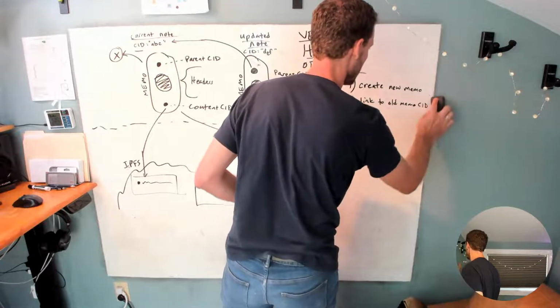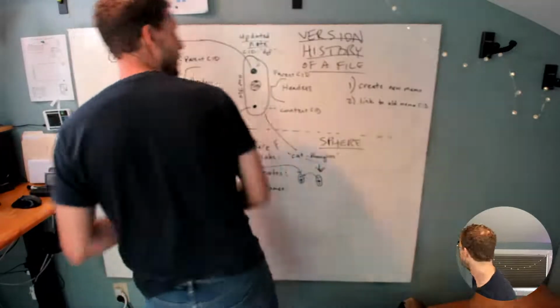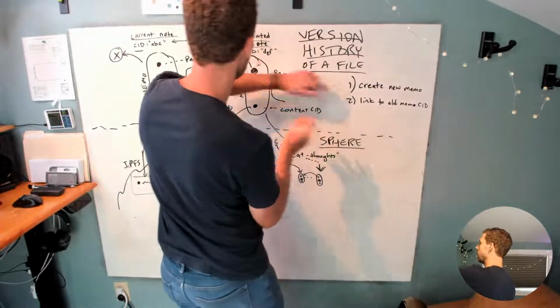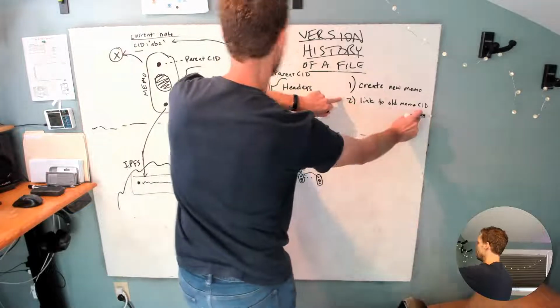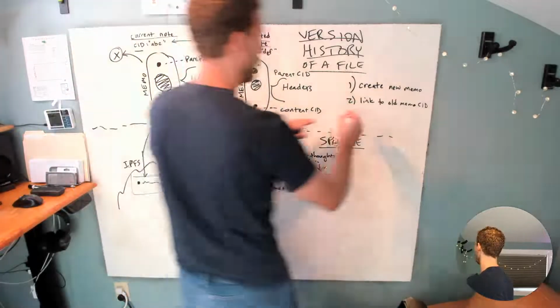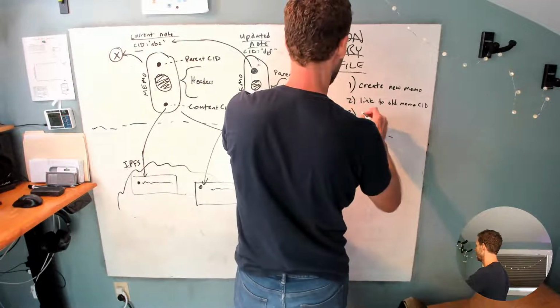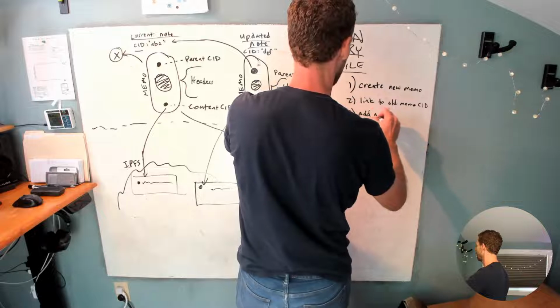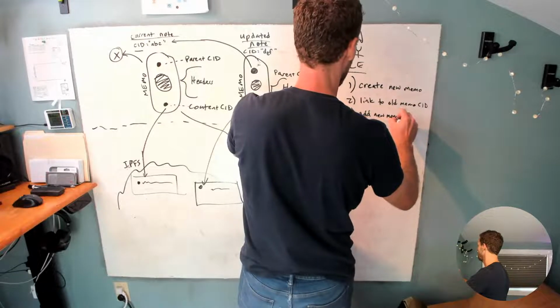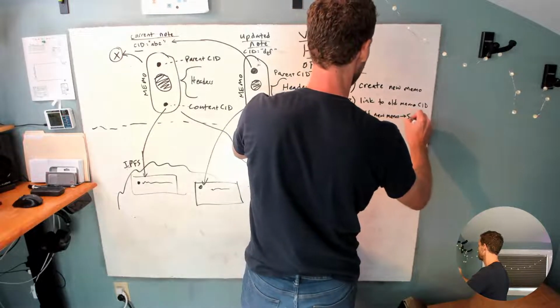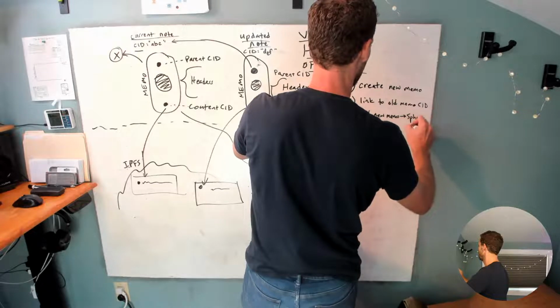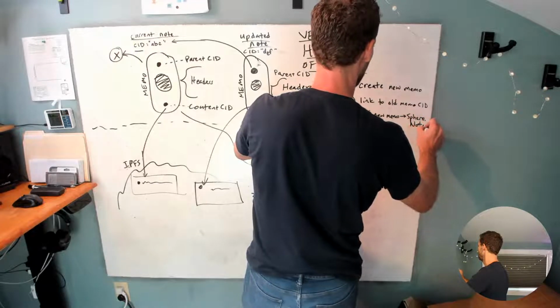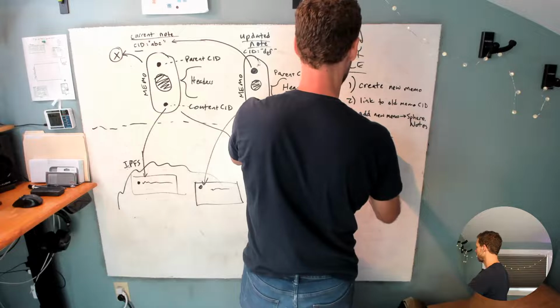I can make this clearer for myself and hopefully for you as well. So we'll create a new memo, which is creating this new data structure. We'll link to the old memo, which is draw this line. We will add new memo to sphere.notes. Apologize for running out of space there.